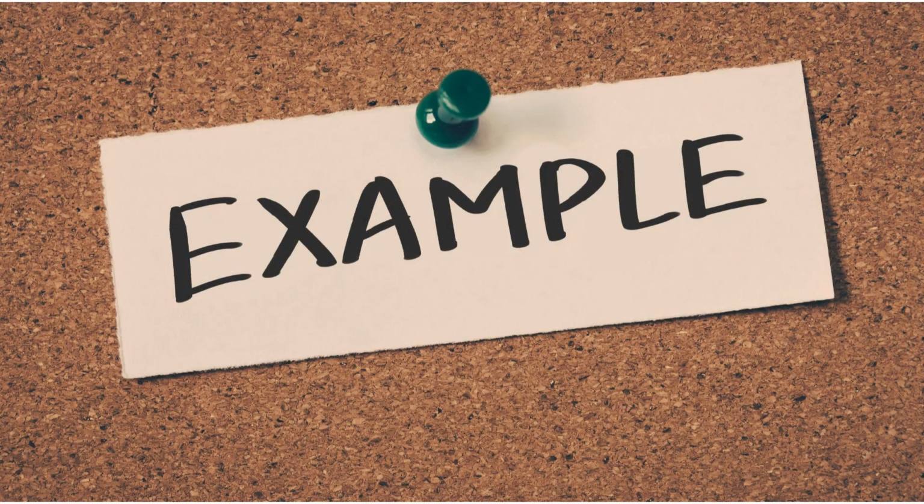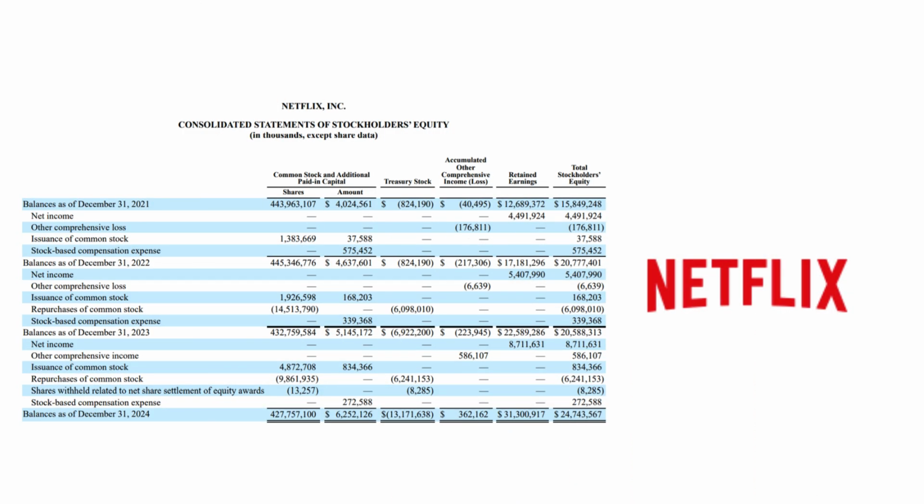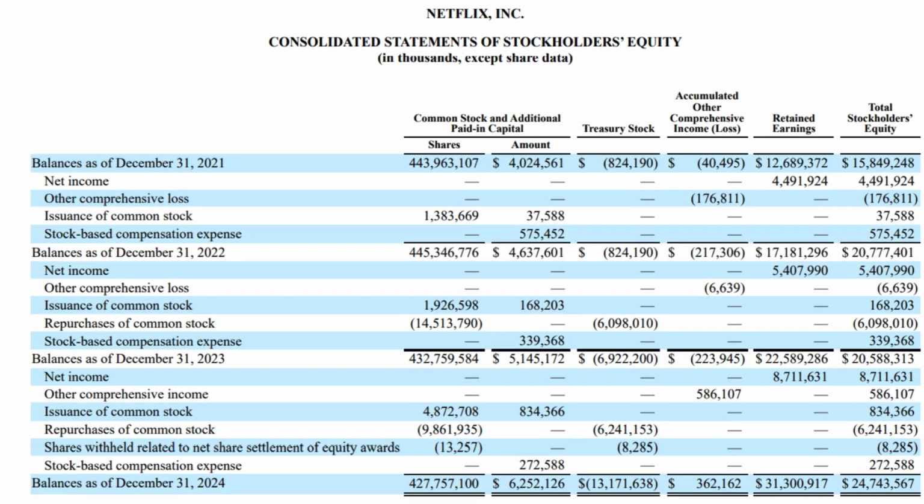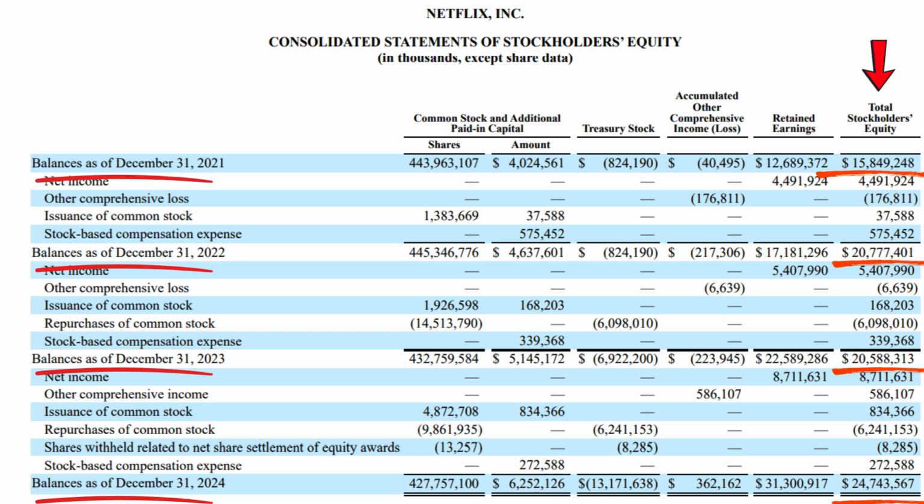Let's look at a real example. The equity statement of Netflix. Zooming in, we see that the numbers here are in thousands, not millions. The equity total is noted for years 2021 through 2024 in the far-right column called Total Stockholders' Equity. Equity value has been increasing from $15 billion in 2021 to $24 billion in 2024. For more on equity statements, watch our video on the topic.